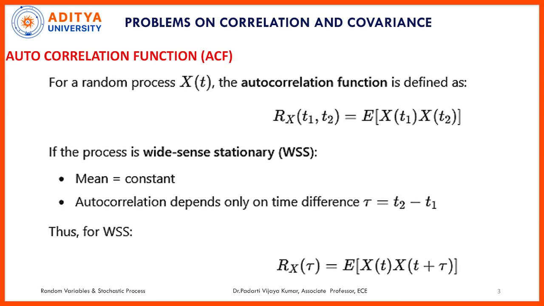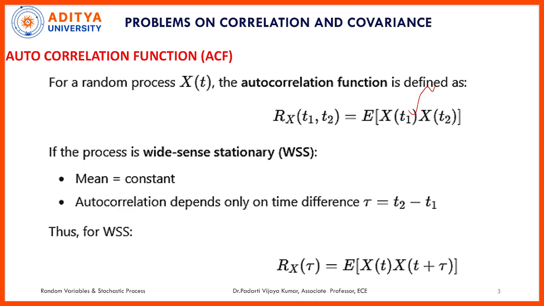We will recall the formulas of correlation and covariance. Later on we will see the problem solving session. For a random process x of t, the autocorrelation function is mathematically defined as Rx of t1 comma t2 is equal to expectation of x of t1 into x of t2.